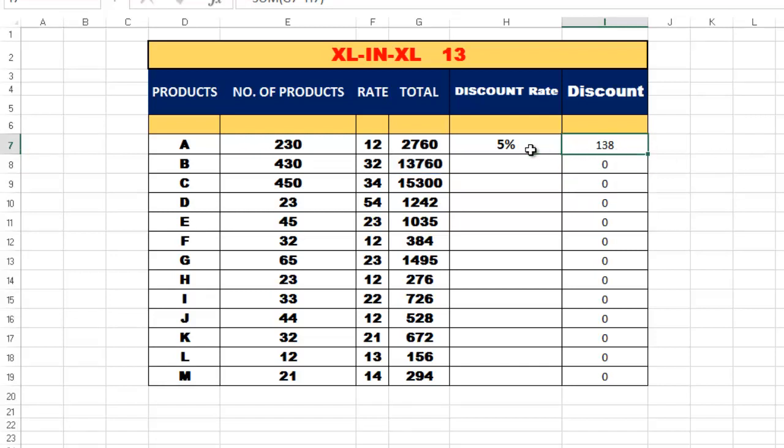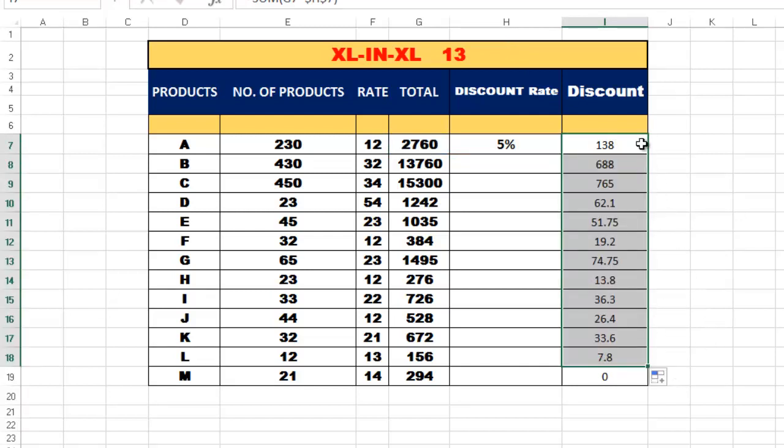Therefore we have to keep this 5% constant. We will have to add a dollar sign before H and a dollar sign after H, it means before 7, and then enter. Now drag down the formula.